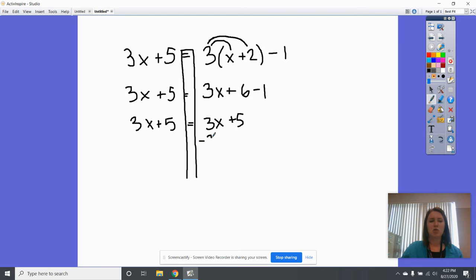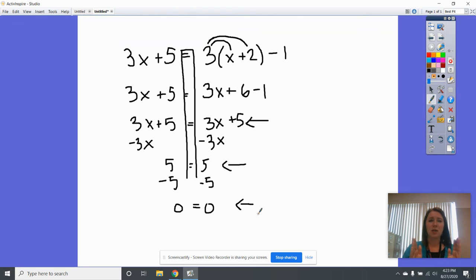We could keep solving if we really wanted to. We could say, hey, I'm going to subtract 3x on both sides. And all I end up with is 5 equals 5. If you really wanted to, you could go even farther and say, hey, I'm going to subtract 5 on both sides. And I get that 0 equals 0. But what we realized for every single one of these steps is that both sides of the equal sign were exactly the same. So when you get a solution like this, where both sides of the equal sign are exactly the same, then the answer is all real numbers or infinite solutions.